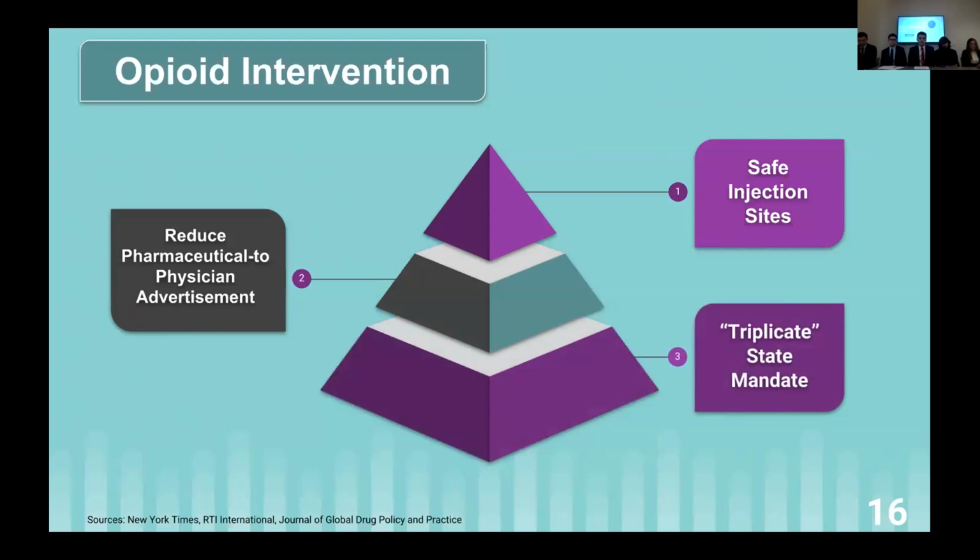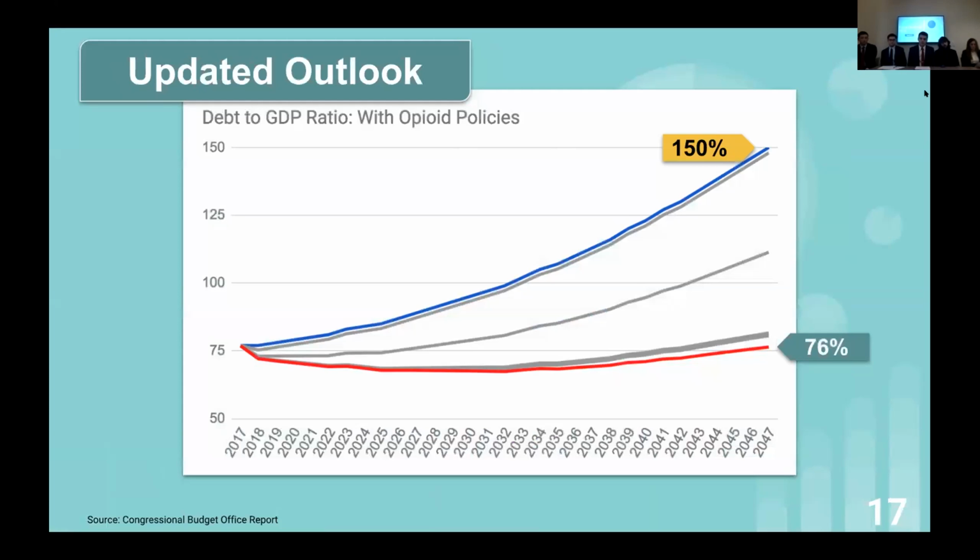The second tier is the reduction of pharmaceutical to physician advertisement. So this is the complete prohibition of pharmaceutical to physician advertisement in an effort to decrease the general opioid volume. And the third is a triplicate state mandate, wherein every prescription opioid painkiller that is written needs to be recorded on 3 copies. 1 copy goes to the prescribing doctor, 1 copy goes to the pharmacist, and 1 copy goes to a state agency known as a Prescription Drug Monitoring Program, or a PDMP. In total, we believe that the implementation of this policy will reduce the debt to GDP ratio by 5 percentage points to a level of 76%.